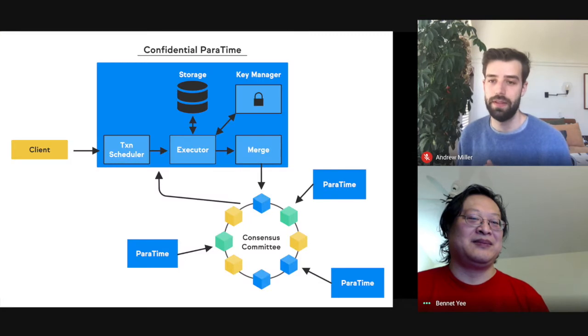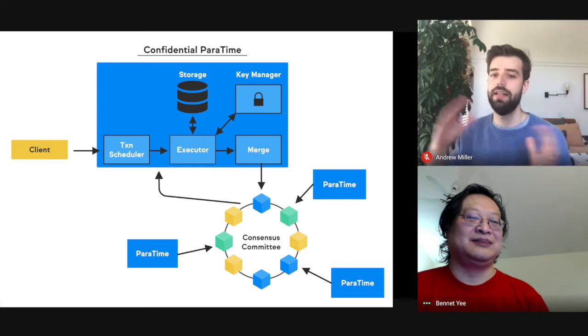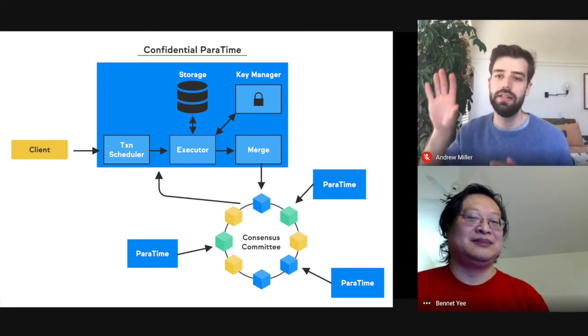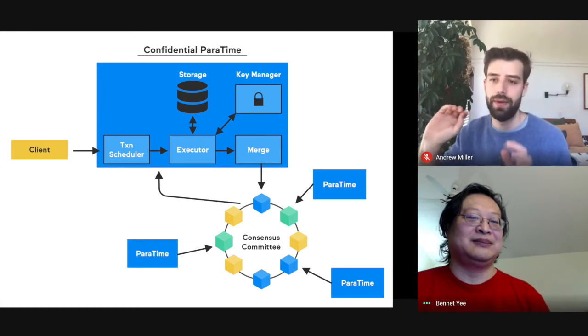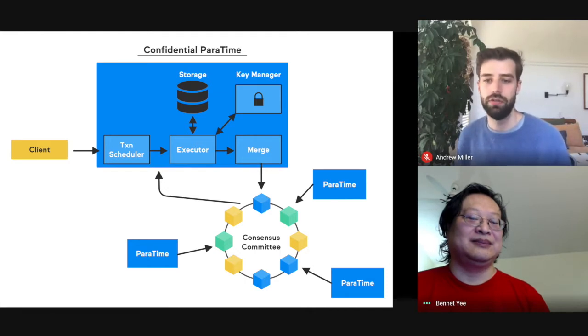So in the previous videos, we learned about the consensus layer. And in the original video, we learned at a high level that Oasis uniquely separates consensus from execution and from runtimes. So Bennett, can you talk a little bit about that separation? Why did we do that? What's important about that design, and how do we think it's going to benefit the network as a whole?